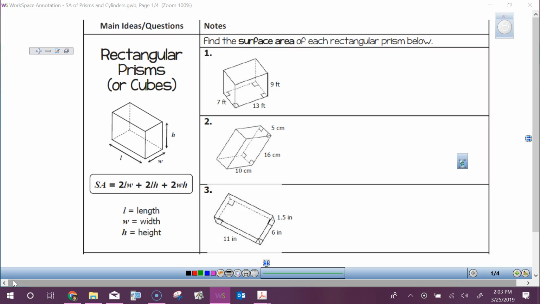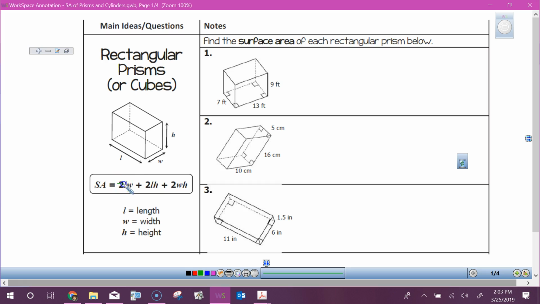And this is how we are doing it. I don't like this formula. The formula that I use, and this works for all of them, is your surface area is going to equal the perimeter of the base times the height plus 2 times the area of the base.